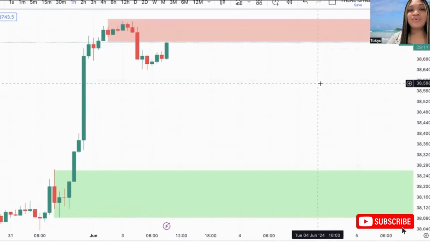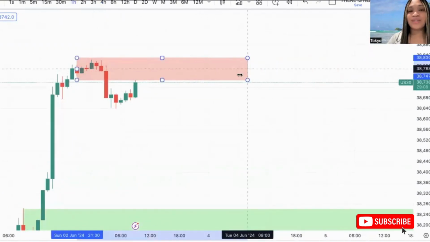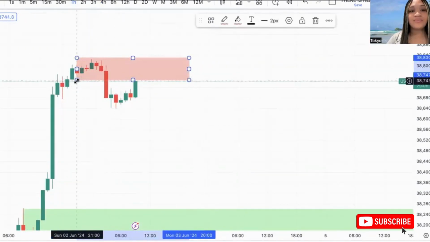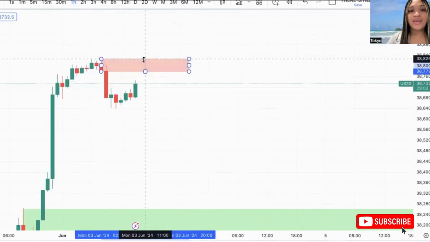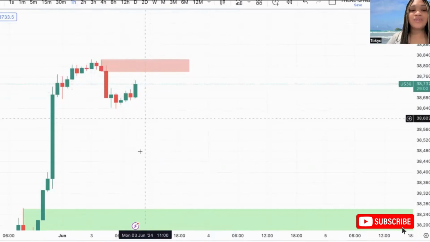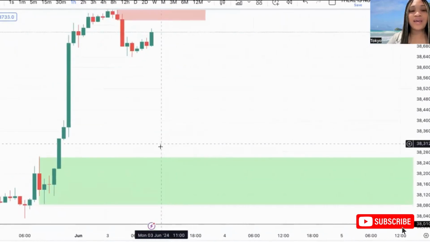Remember, price is bullish. So if it does not respect this area, it's okay. This is a trade against the actual trend. And I want to actually take the buy once price reaches down to that area.